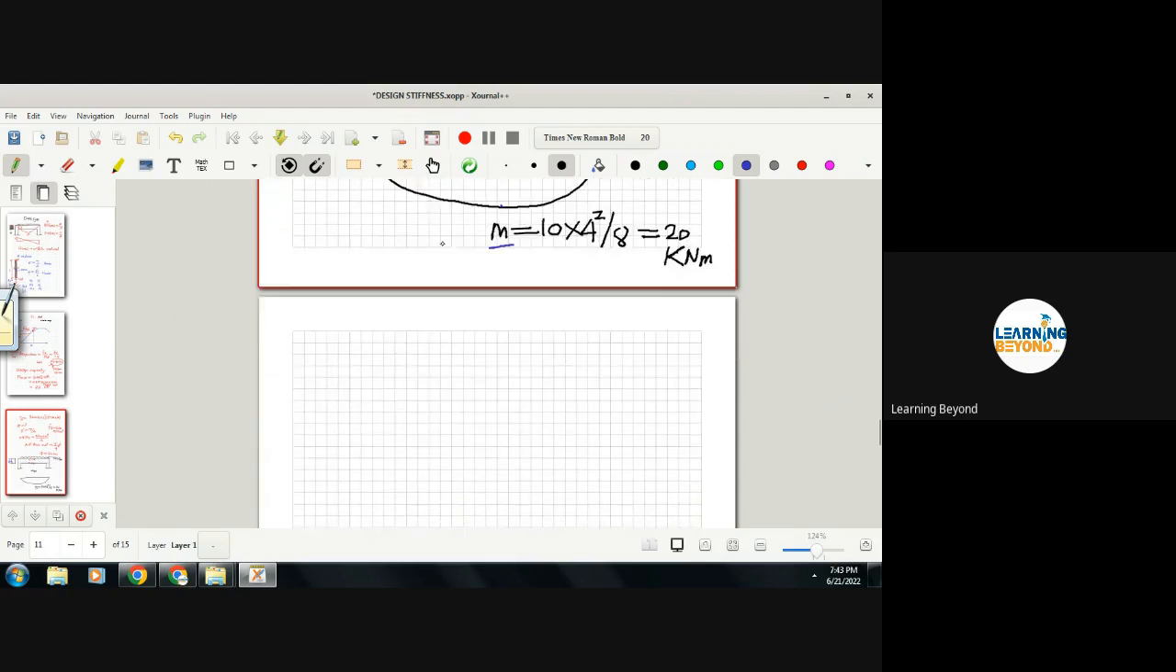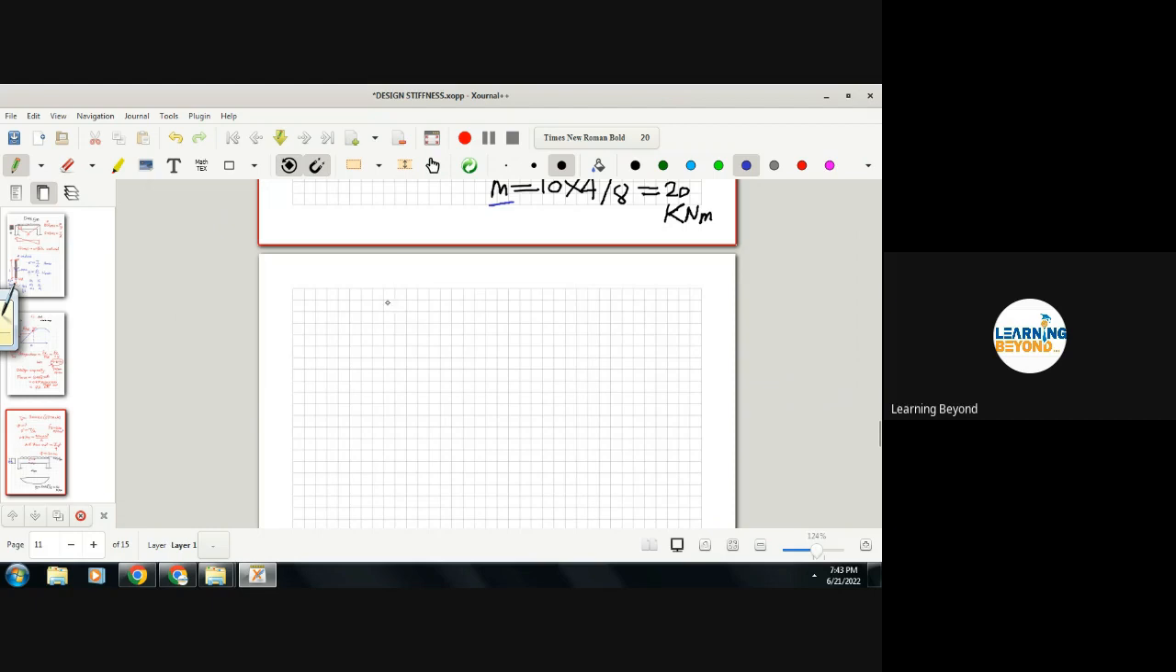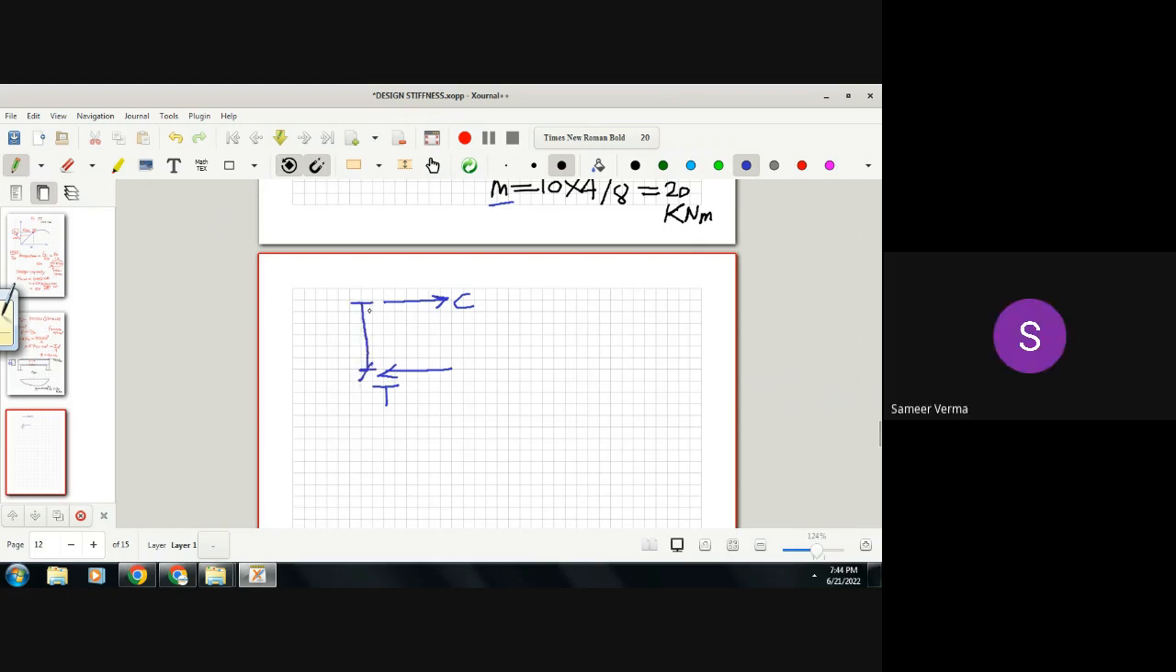Now all of you know what bending moment is. If this is a C and this is a T, and you know the distance between the two, bending moment is force into lever arm. So this distance you know. So moment is nothing but force, either C into D or T into D. And I know the moment. So my moment is how much? 20 kilonewton meter.